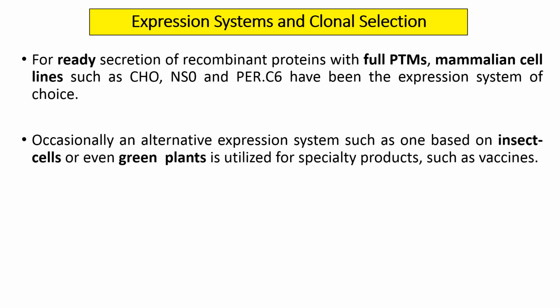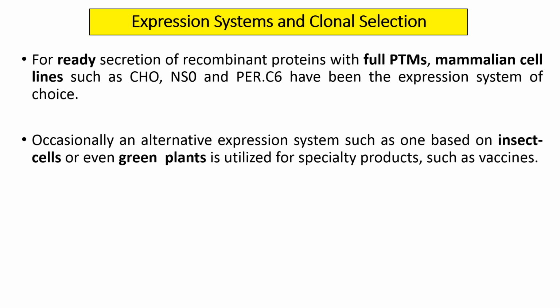mannose glycosylation. So, if we want a ready secretion of recombinant protein that has full post-translational modification, mammalian cell lines such as CHO and PER.C6 have been the expression systems of choice. NS0 is a model cell line derived from non-secreting murine myeloma, used in biomedical research and commercially in the production of therapeutic protein.